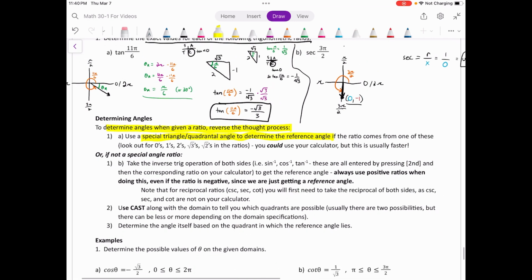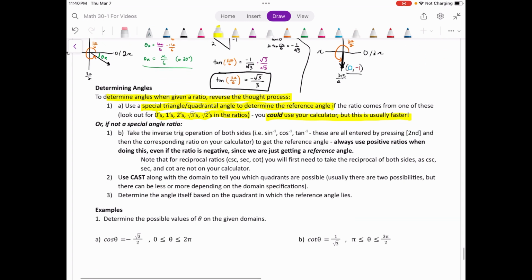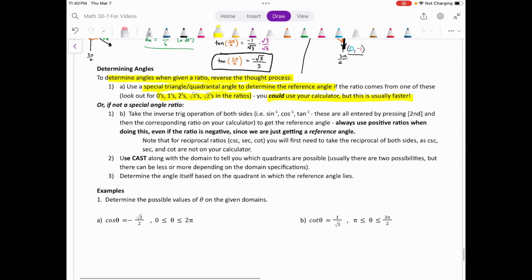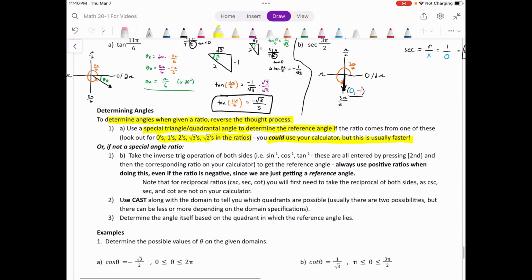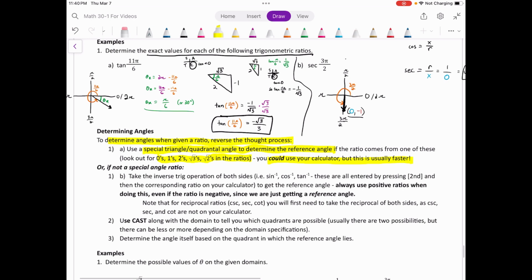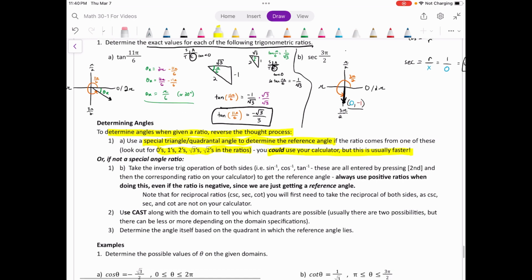So just be on the lookout for the numbers that show up in our special triangles, things like zeros, ones, twos, root threes, root twos. If you see those, take a second and ask, is this a special triangle? Because then you won't even need your calculator at all. You could use your calculator, but this is faster. Just draw a quick triangle. If it's not a special angle ratio, like root 3 over 2s or 1 over 2s or zeros or ones, that's okay. You can still do it.